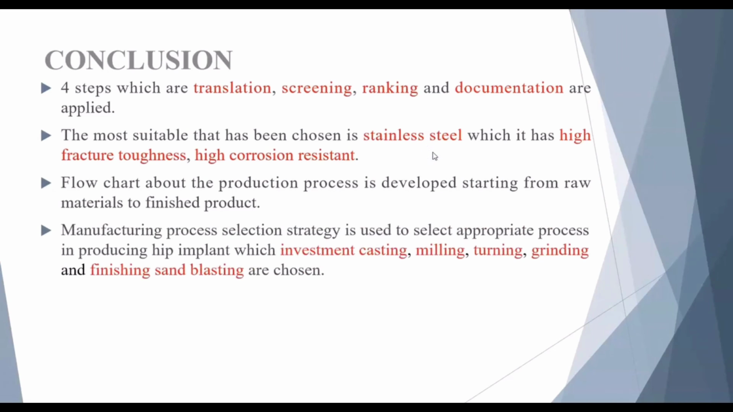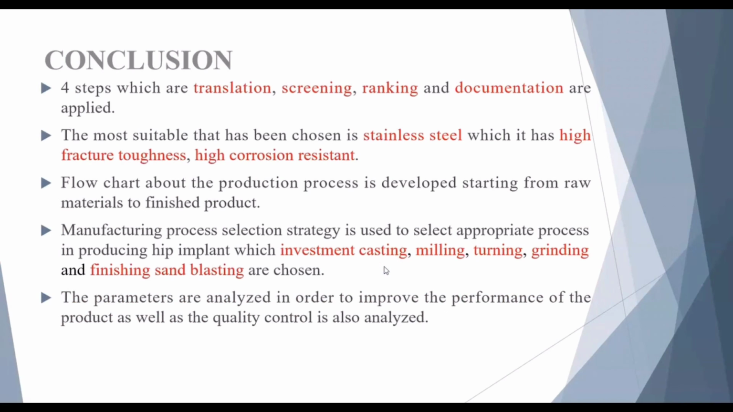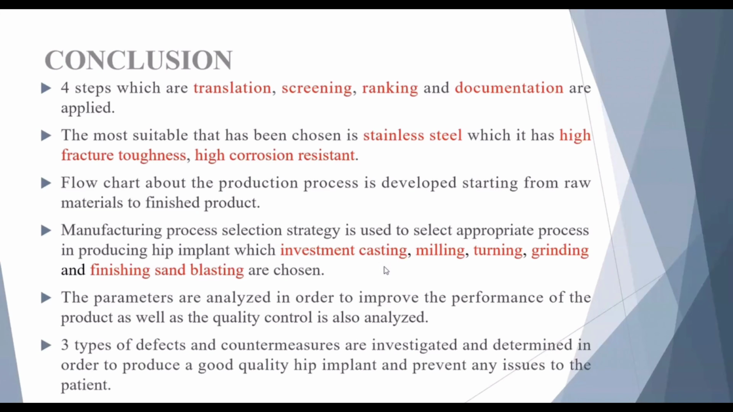After this, the manufacturing process selection strategy is also used. So the appropriate processes selected are investment casting, milling, turning, grinding, and finishing with sandblasting. Then, lastly, the parameters, quality control, and the types of defects and countermeasures are also investigated and determined throughout the case study. So that's all from our group. Thank you.